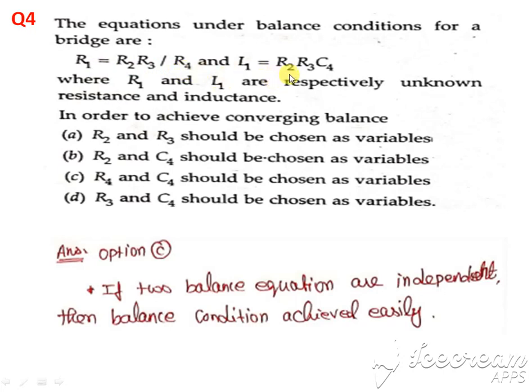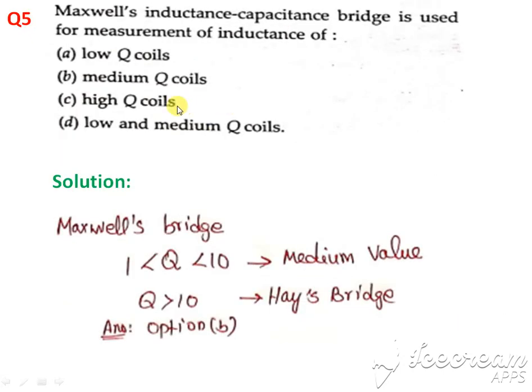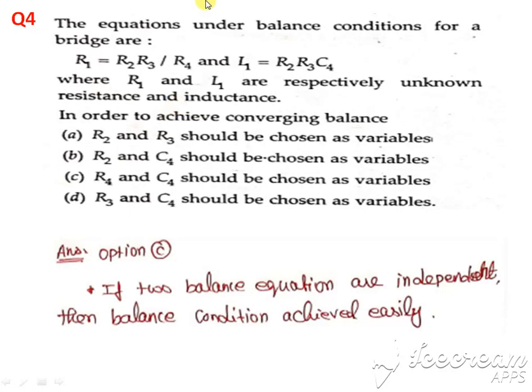The equation under balance condition for a bridge is R1 is equal to R2 R3 by R4, L1 is equal to R2 R3 C4, where R1, L1 are respectively unknown resistance and inductance. In order to achieve the converging balance, these are the condition. To achieve balance in easiest way, the two balance equation must be independent to each other.